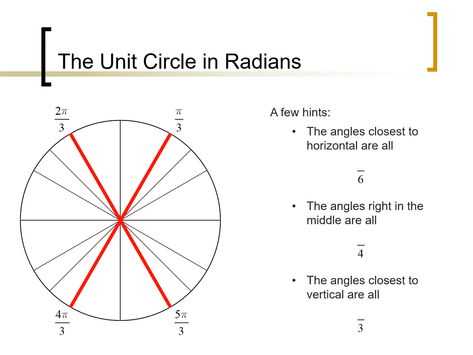So these hints will help you figure out what your denominator should be. If I point to a random angle over here, this angle right below horizontal, I know it has to be over 6. But we still have to figure out a trick for the numerators.